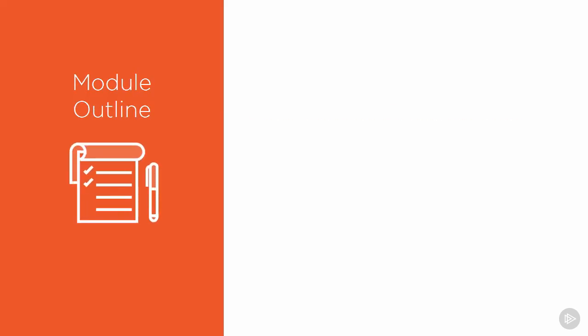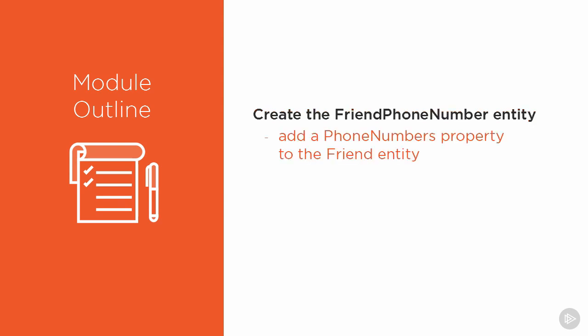We start this module by creating the friend phone number entity. We will also add a phone numbers property to the friend entity so that a friend can have phone numbers. After we have created the friend phone number entity, we will also migrate and seed the database with Entity Framework Code First. Now when you look at this relationship, you might notice that it's a one-to-many relationship. A friend can have many phone numbers. These relationships, one-to-many and also many-to-many, are often referred to as object graphs.